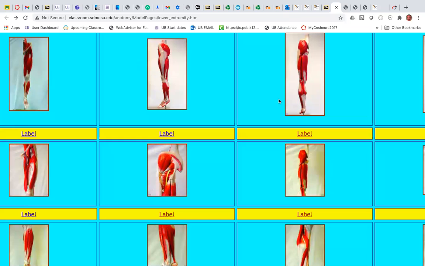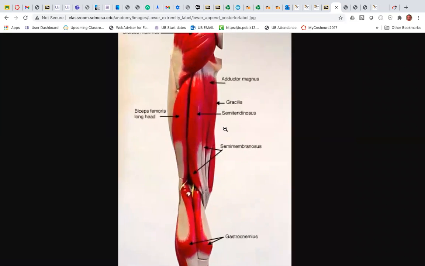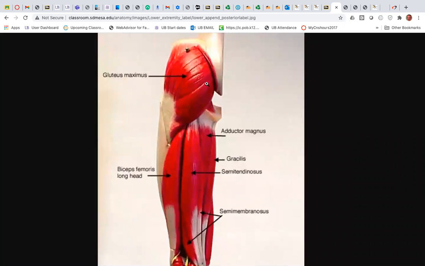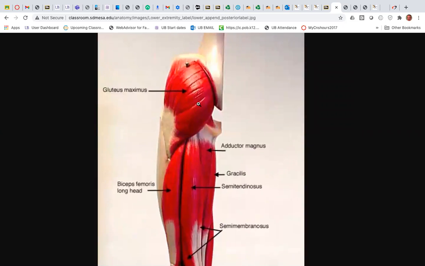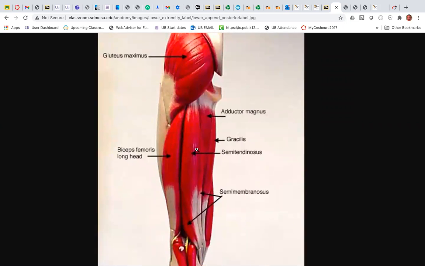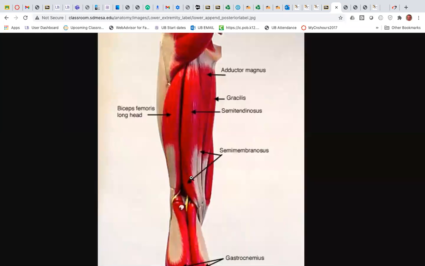Okay, let's go back. Let's look at the posterior portion. Now you can really see, so we're looking at the sacrum is here. Here's the posterior part of the iliac crest. There's your gluteus maximus. Now we can see the hamstrings on the back. Here's the lateral, here's the medial. The lateral one we could see is the biceps femoris, and we have the medial ones, which are the semi-brothers, the semitendinosus and semimembranosus.